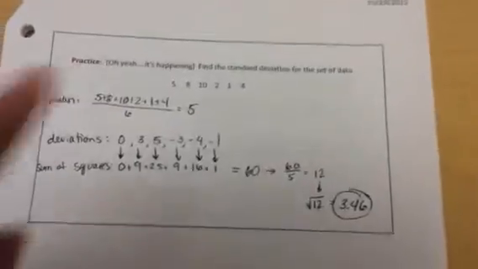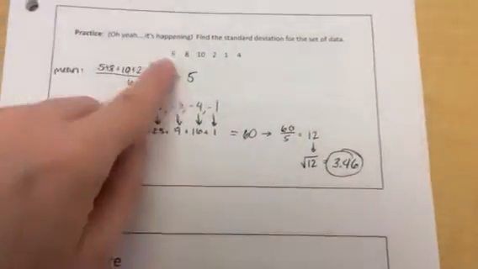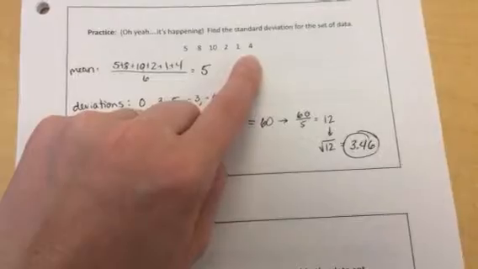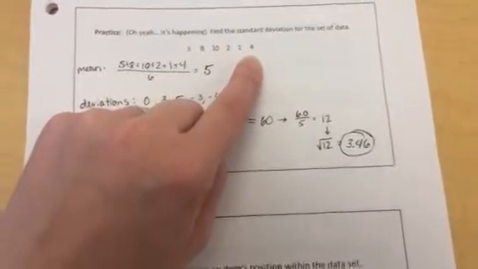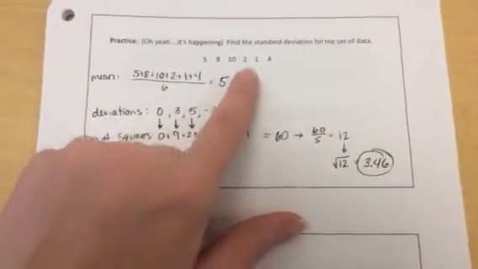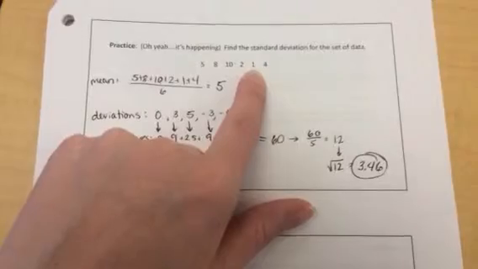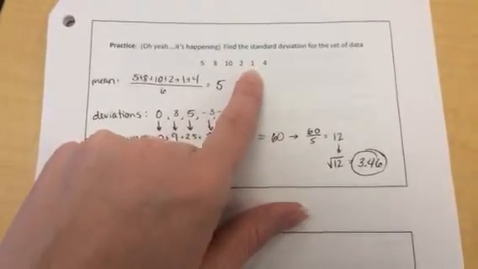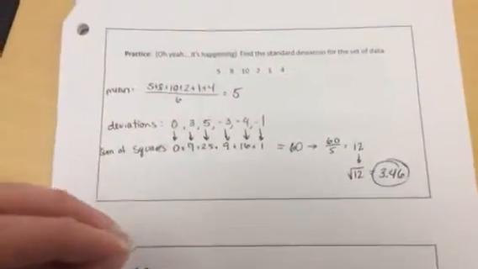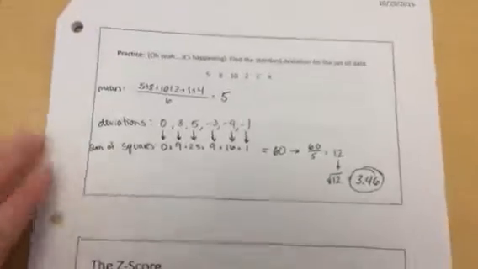So for instance, in this problem, this is the mean of the whole set of data. This is the standard deviation of the whole set of data. Each one of these individual pieces of data would have a z-score, and the z-score measures its position within the set of data. So the smallest number would have the smallest z-score, and so on and so forth. The z-score kind of measures how far away you are from the mean. So let's look at that real quick.